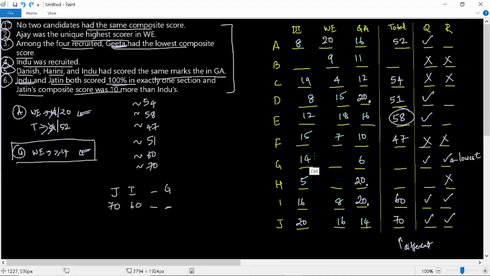That's the third best score. So E would have a score of 58, and he is the one who is now recruited. Therefore, the rest of them are not going to get recruited at all. Now let's look at what can be the value of G.